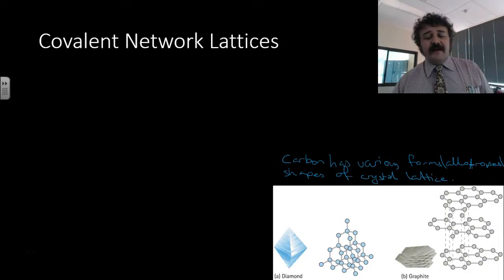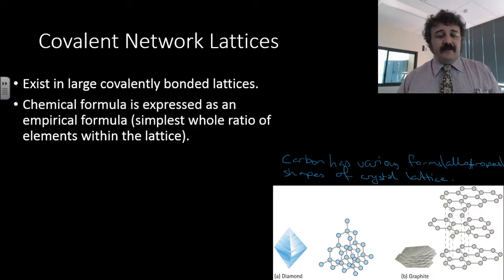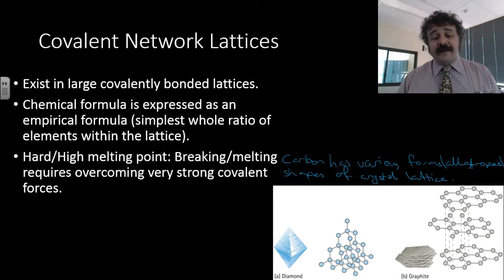So what is a covalent network lattice? Basically, this is when a lattice, a solid lattice, is covalently bonded amongst all of the participants. So the chemical formula, like with an ionic bond, an ionic lattice, needs to be expressed as an empirical formula, so the simplest whole ratio of the elements within the lattice.